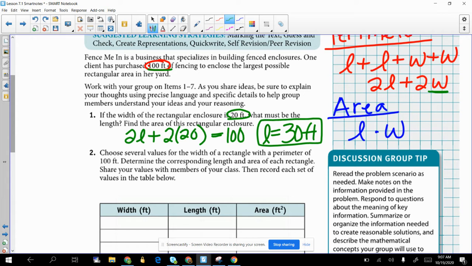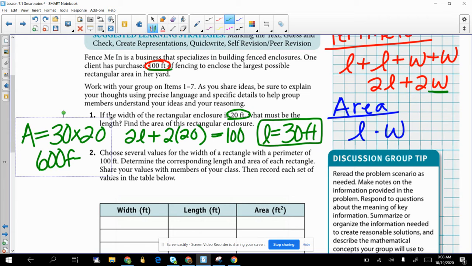Now some of you could probably do that in your head, which is fine. But then it also asked here, find the area of this rectangular enclosure. So area, again, is length times width. We now know the length is 30 and the width is 20. 30 times 20 is going to give you 600. And then just remember that when we're talking about area, we would measure that in feet squared. Okay, so now we've answered the 2 parts of number 1.